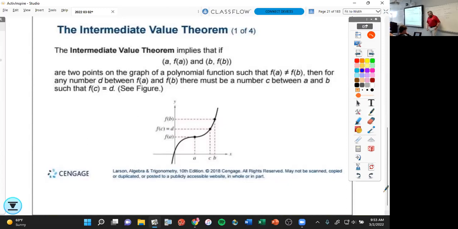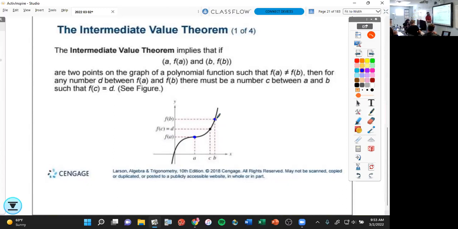Intermediate value theorem. The intermediate value theorem is used for finding zeros. In this case, they're showing a picture that does not show 0. But here's what they're saying. If I have some point at A that's f of A, and another value B that gets f of B, if it's continuous, there must be another point in between there.